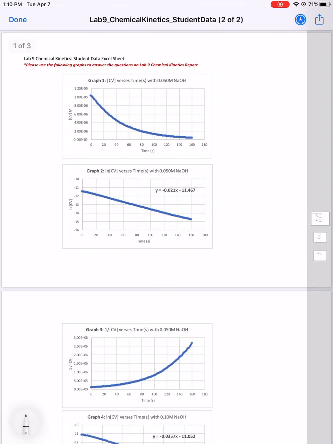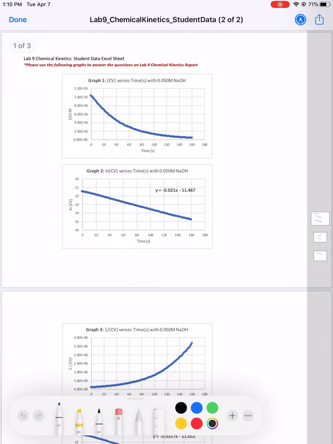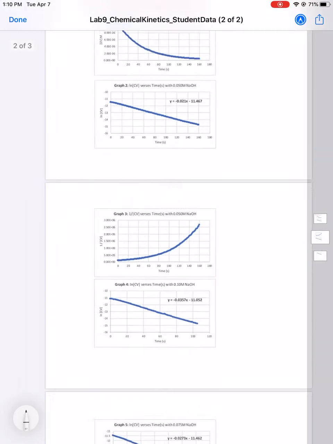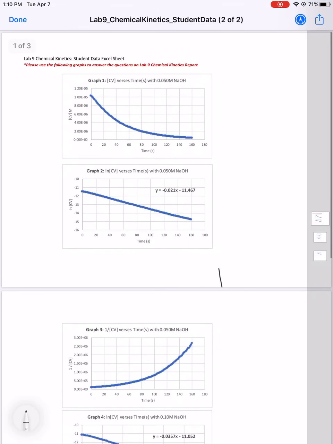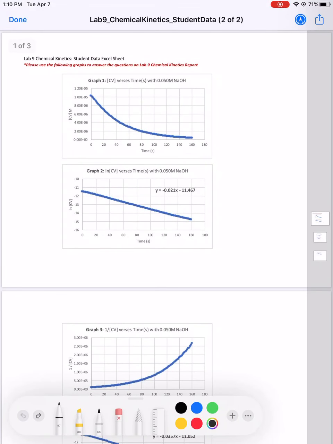Hey guys, here is the lab report part of the videos. So I'm just going to go over what some of this data means. I know it's just a bunch of graphs.